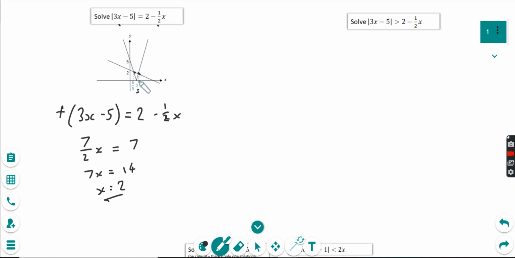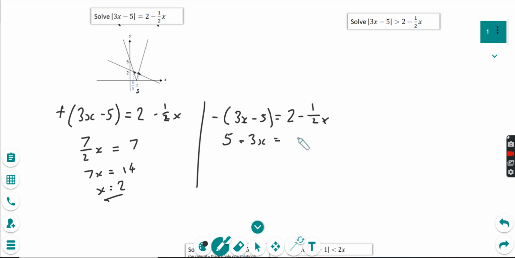So the larger value is going to be 2, so we're expecting to get 6 over 5 for this other one. How's that going to happen? Well, it's being reflected, so we're going to use the negative case here. So we put the modulus bracket, we change it to a normal bracket, and we put a negative sign in the front. So minus (3x minus 5) equals 2 minus a half x. So what's that going to be? That's going to be 5. I can change the order. 5 minus 3x is equal to this stuff here.